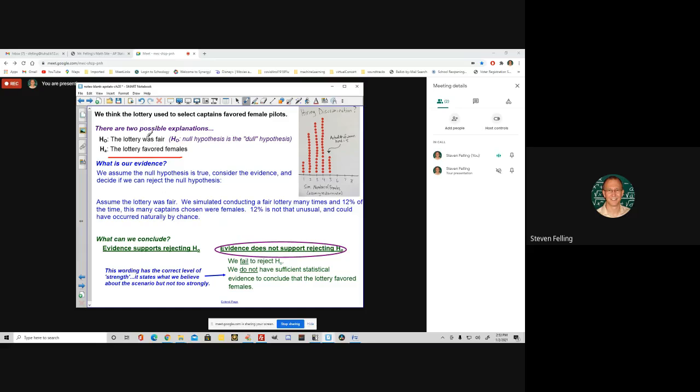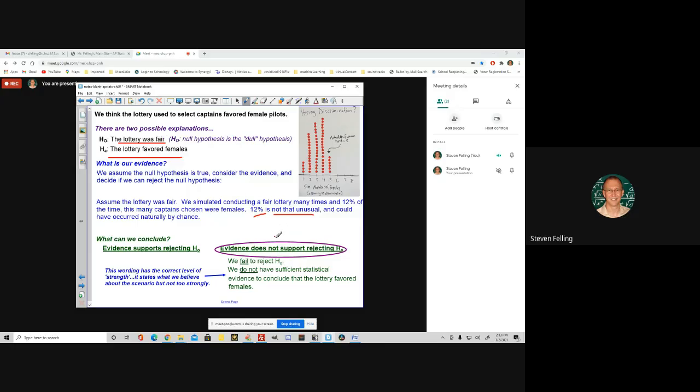When we conducted a whole bunch of fair lotteries, we found that about 12% of the time, this many captains would be females. So what happened in our case would happen naturally 12% of the time, and that's not unusual. Remember, our boundary for judging unusual is below a 5% chance of happening randomly. Since that's not unusual, that means we can't reject this, right? This is not strong enough evidence. This is not unusual enough for us to say the lottery wasn't fair.